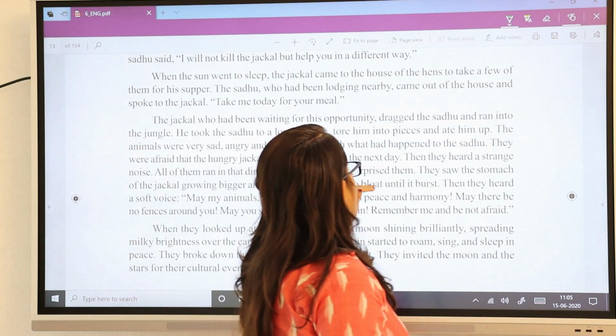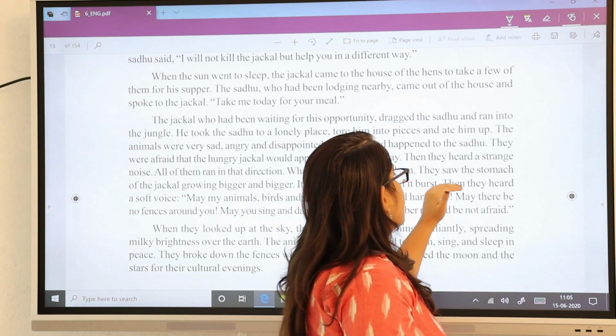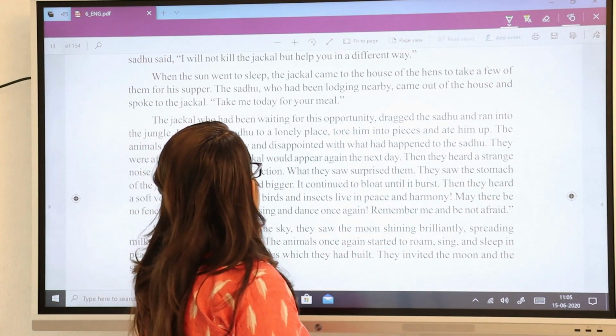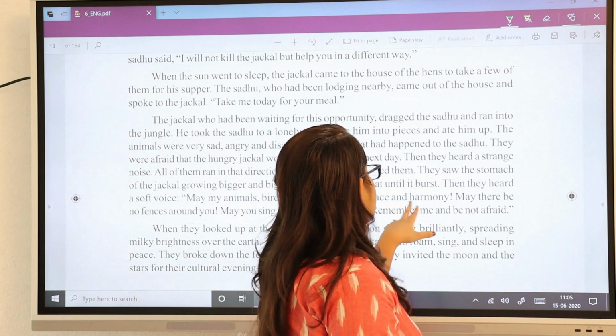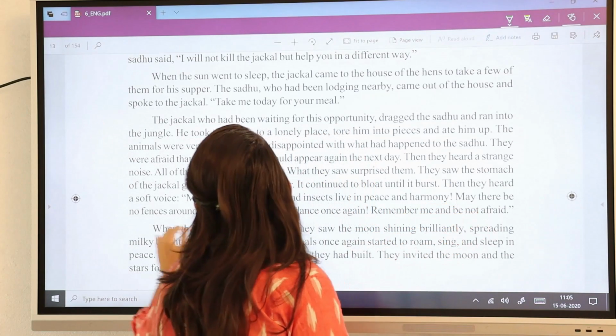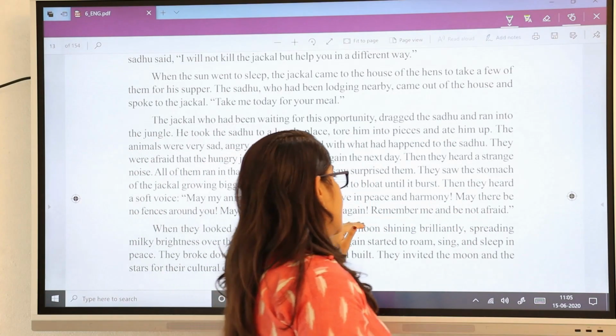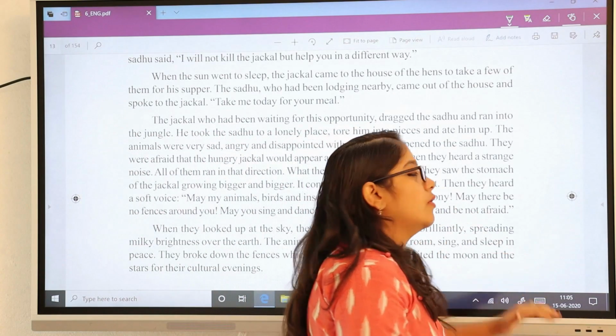It continued to bloat until it burst. Then they heard a soft voice: may my animals, birds and insects live in peace and harmony. May there be no fences around you. May you sing and dance once again. Remember me and be not afraid.